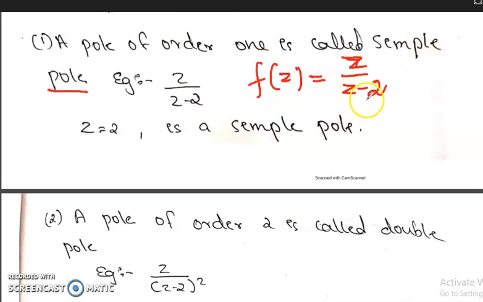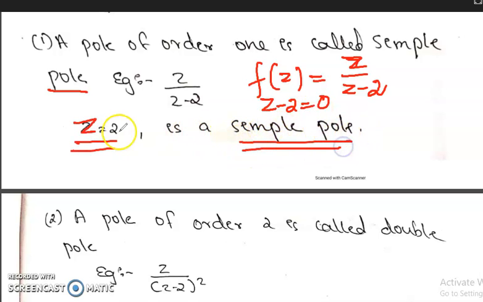And how will you find the pole? Equate the denominator to 0. z - 2 = 0, therefore z = 2. z = 2 is called a simple pole because 2 comes only once. There is no repetition of 2.